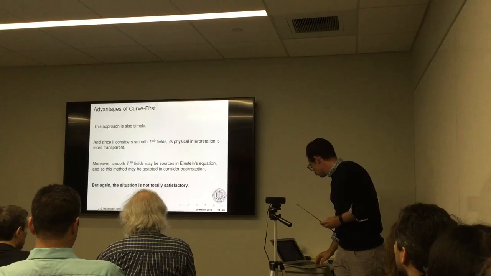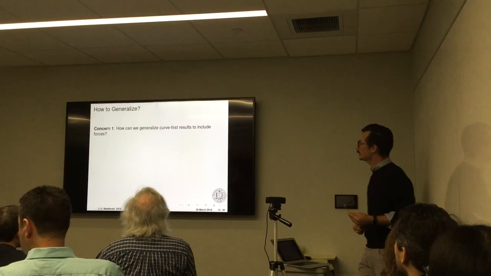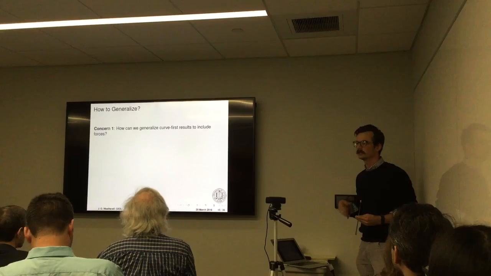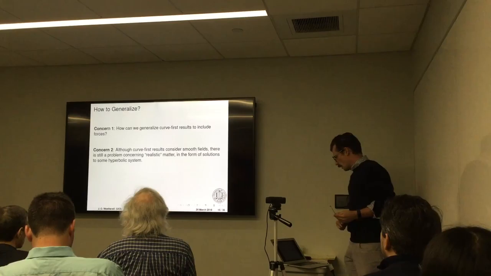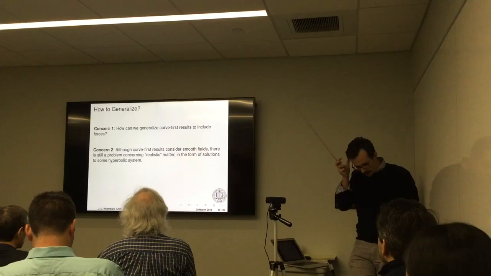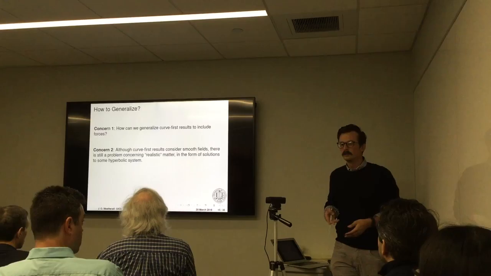Okay. But again, I want to suggest that this situation is not totally satisfactory for different reasons. First, it turns out to be very difficult to generalize these sorts of results in a way that captured anything like the generality or, to my view, clarity of the geodesic versions, the force-free versions, to include forces. And there's also a sense in which we still have a problem with realistic matter, and that is that, in general, if you give me some initial data for some hyperbolic system and you let it evolve, it will not stay in an arbitrarily small neighborhood of a curve forever. It's going to spread out.